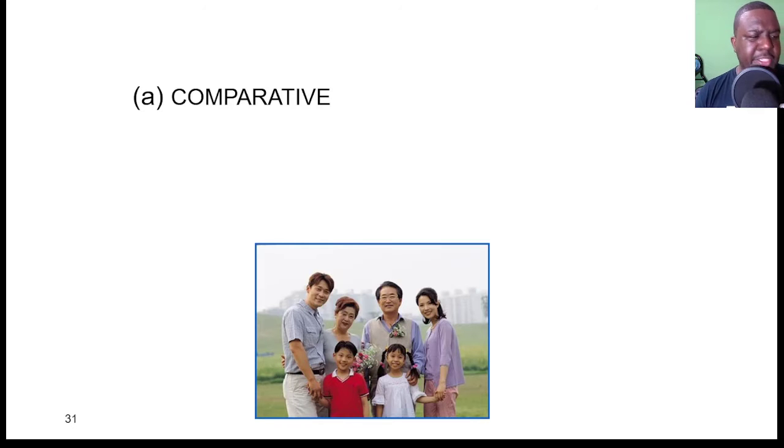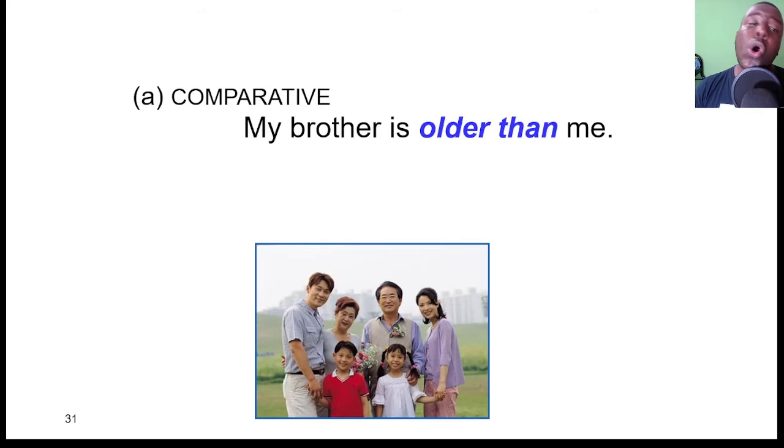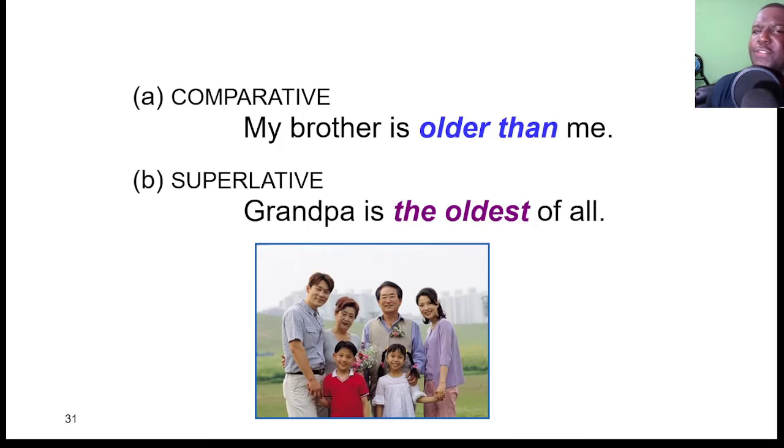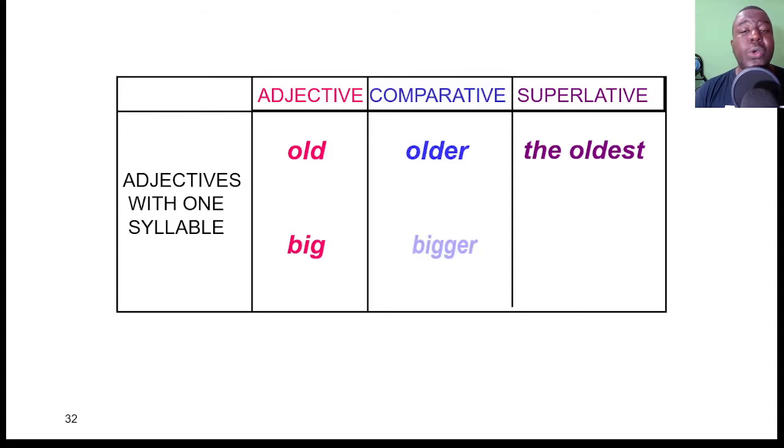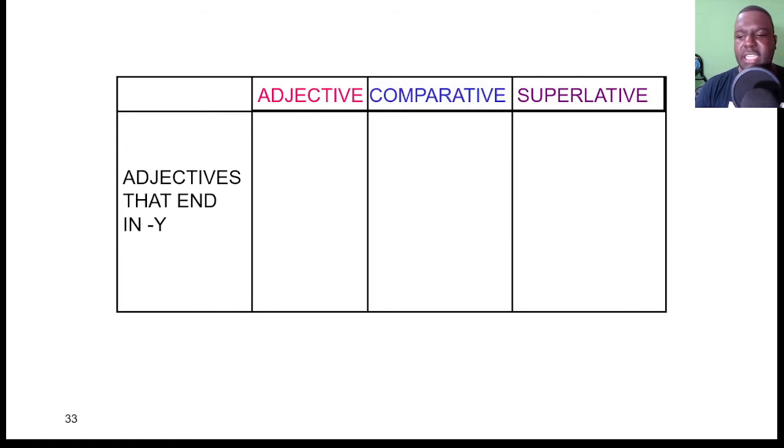Now, let's pay attention to the comparative. My brother is older than me. It's a comparative. Now, superlative, you compare more than one. Grandpa is the oldest of all. Okay? Cool. We have the adjective with one syllable. Adjective, comparative, and superlative. So we have old, older, the oldest. Okay? Big, bigger, the biggest. Pay attention: adjective, comparative, superlative.